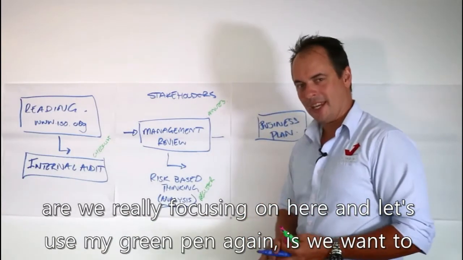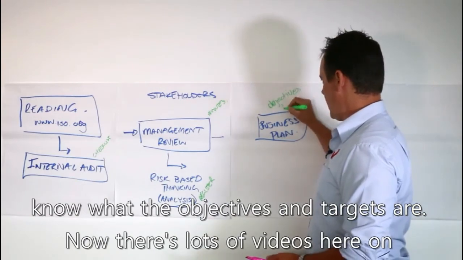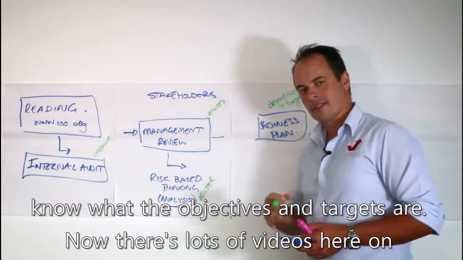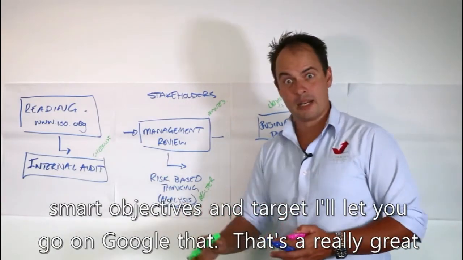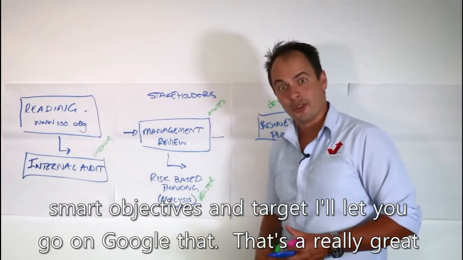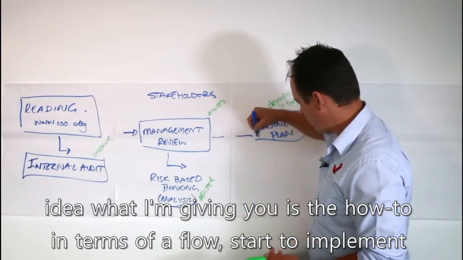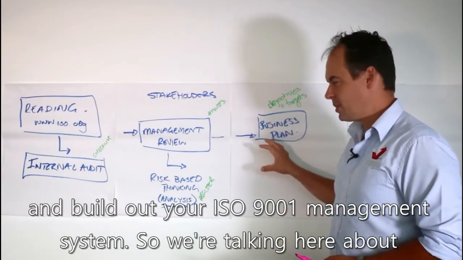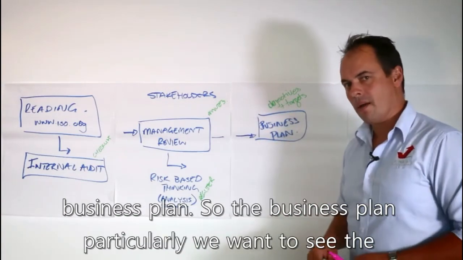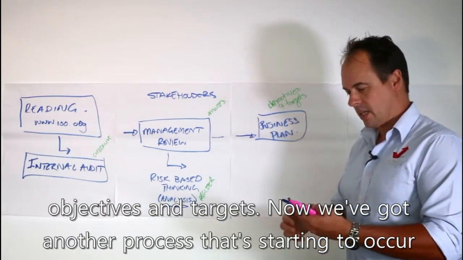And let's use my green pen again, we want to know what the objectives and targets are. Now there's lots of videos here on YouTube and on Facebook and all that sort of stuff, and lots of reading about SMART objectives and targets. I'll let you go and Google that. That's a really great idea. What I'm giving you is the how-to, in terms of a flow, to start to implement and build out your ISO 9001 management system. So we're talking here about the business plan, and particularly we want to see the objectives and targets.